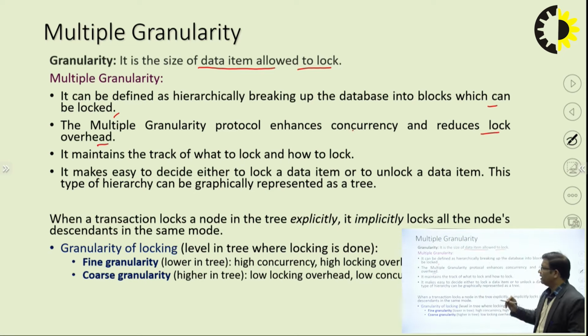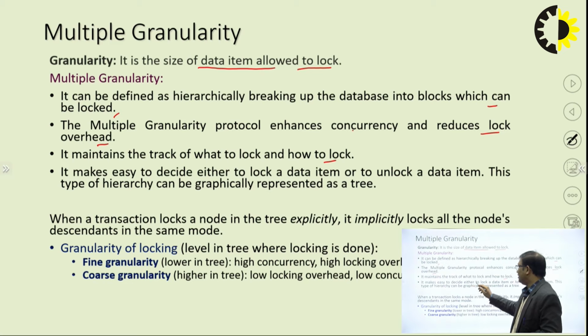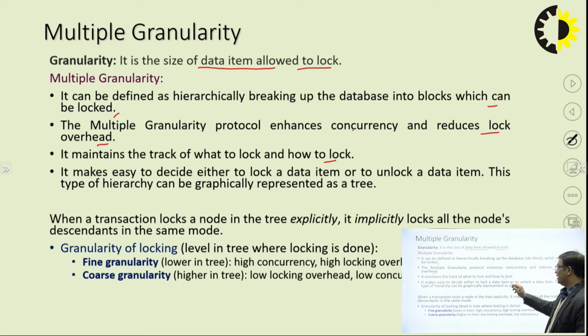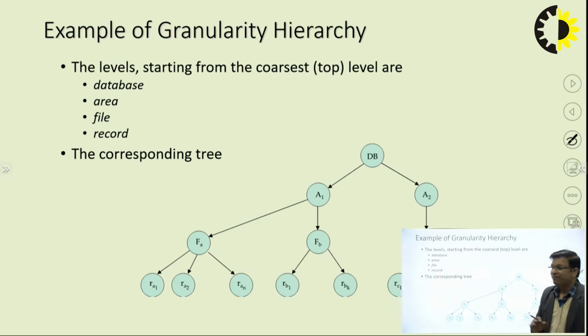The third point: it maintains track of what to lock and how to lock. The fourth point: it makes it easy to decide whether to lock a data item or to unlock a data item. This type of hierarchy can be graphically represented as a tree. That's why this granularity can be better understood by a graphical structure. So let's say this is a graphical structure of multiple granularity.